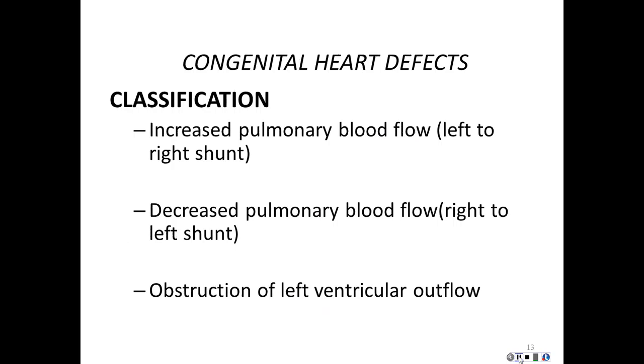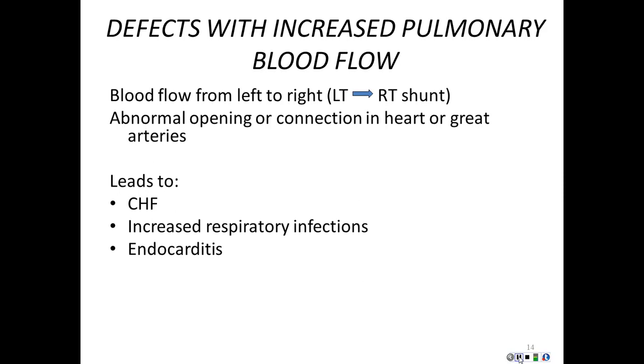As we look at congenital heart defects, it's broken down into 3 classifications. The 3 classifications are increased pulmonary blood flow, or what's called a left to right shunt. There is a decreased pulmonary blood flow, which is a right to left shunt. And then there's an obstruction of left ventricular outflow. And we'll talk about each one of these individually as we begin to process the different types of defects.